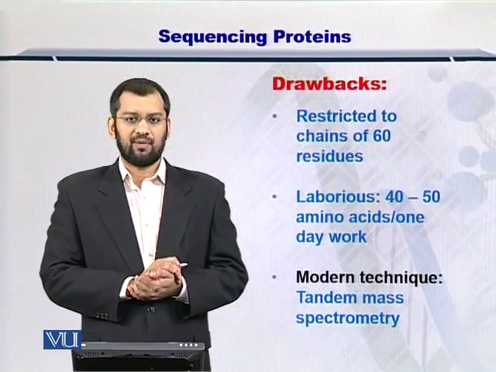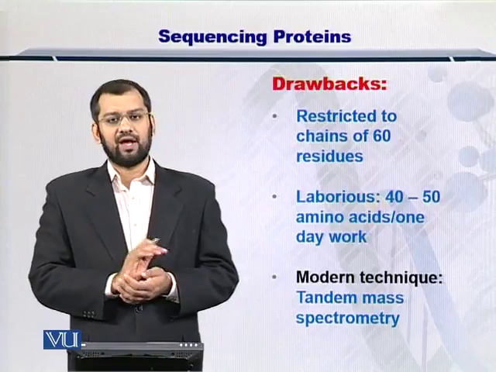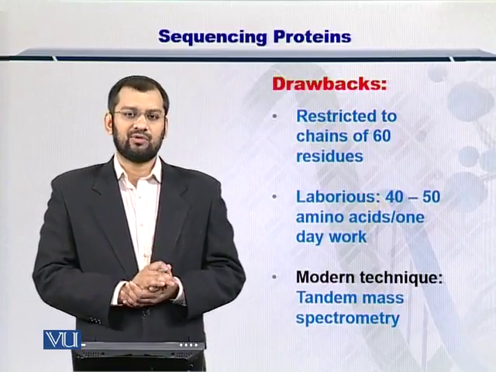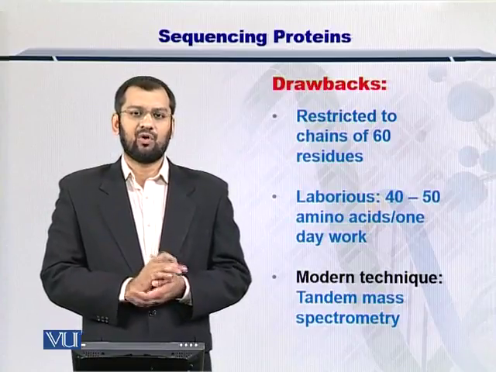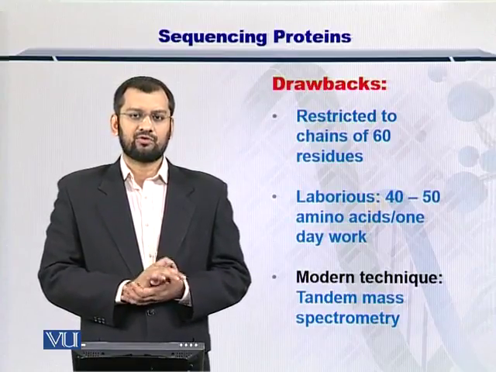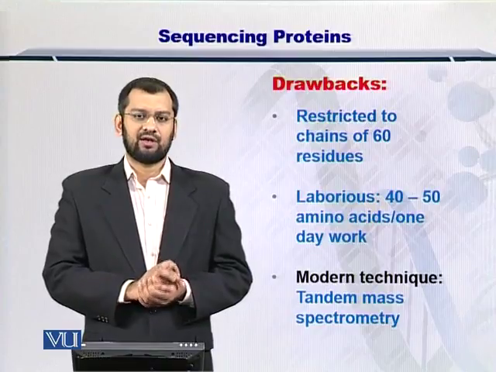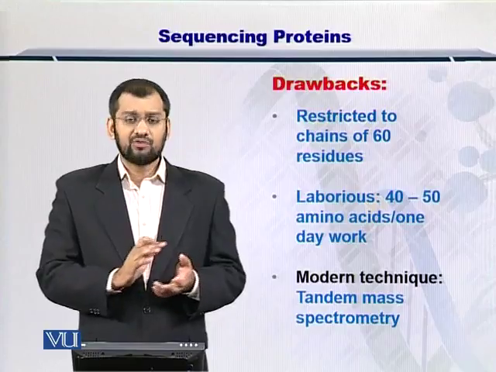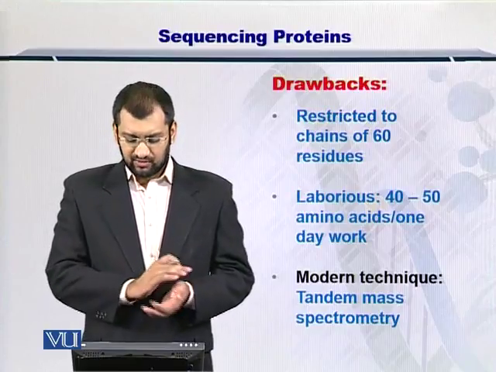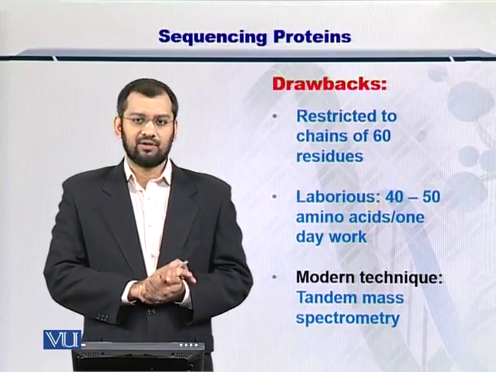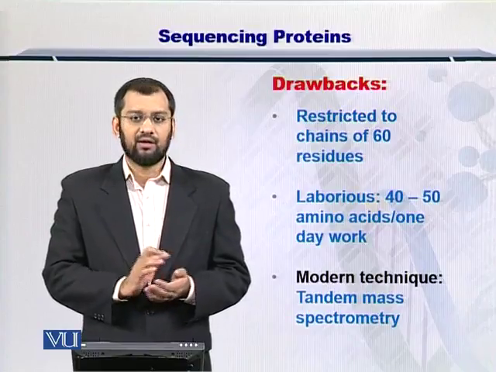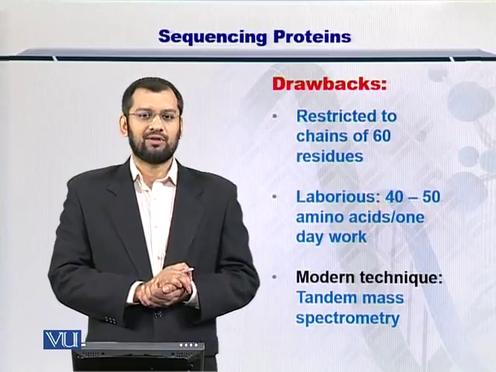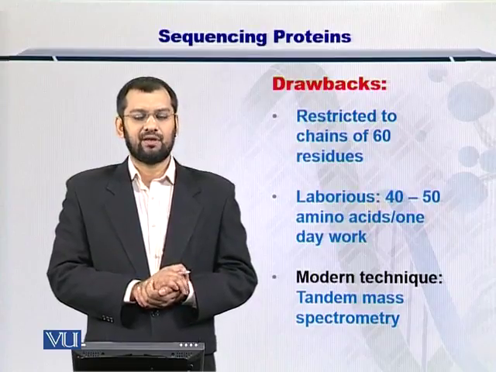So there are these drawbacks that are involved with Edman degradation, although it is extremely useful for sequencing peptides and small proteins. So the first drawback, as I just mentioned, is that it can only go up to 60 residues, and that it's very laborious. So only 40 to 50 amino acids can be done in a working day, and there is a better method called the tandem mass spectrometry that we'll see later.